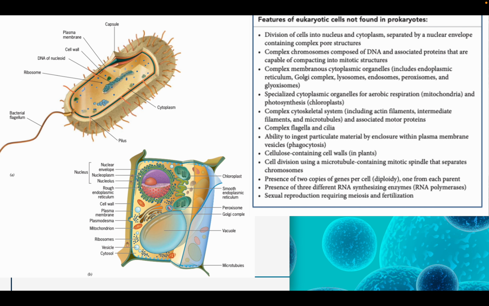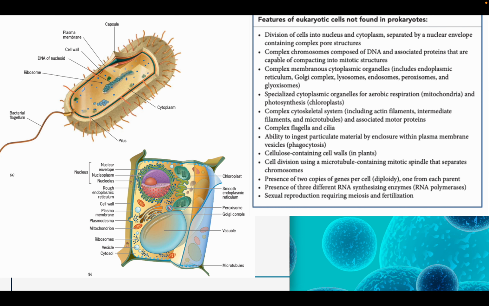Next, we have the cytoskeleton. Eukaryotic cells possess a cytoskeleton composed of protein filaments such as microtubules, microfilaments, and intermediate filaments. So, what is the function of the cytoskeleton? It provides structural support, aids in cell division, and facilitates intracellular transport.